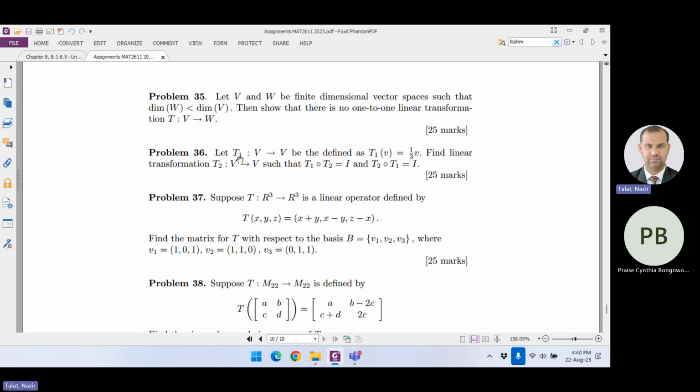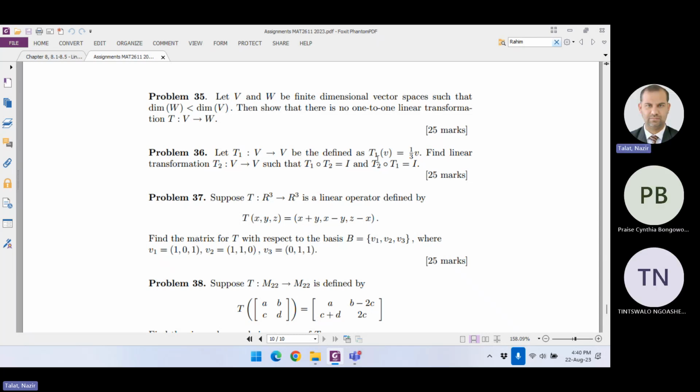And in the next problem, T is a mapping from vector space V to V, a linear transformation, where T1 of v is the same as 1/3 of v. Then find a transformation T2 from V to V such that if you compose T1 with T2, the result is the identity, and T2 composed with T1 is also the identity. It means T2 is the inverse of this linear transformation.